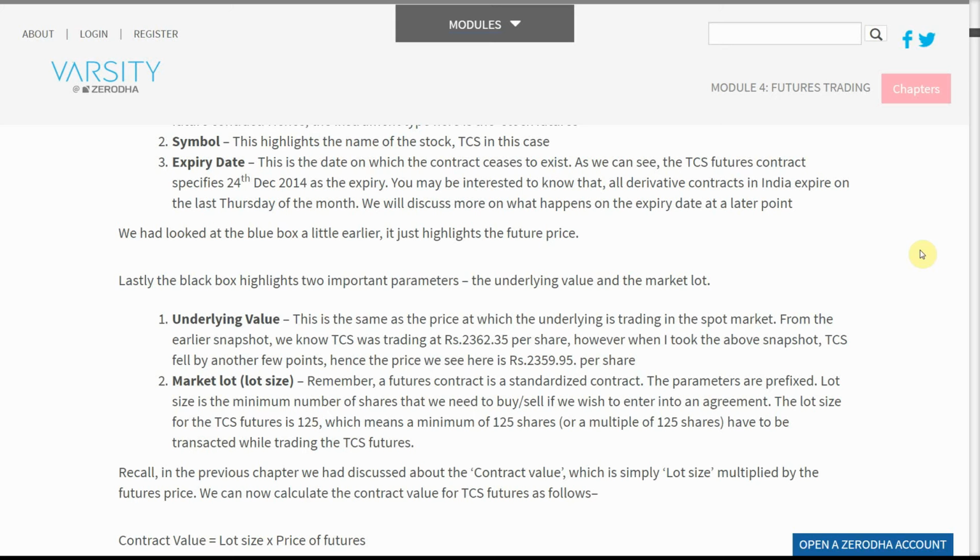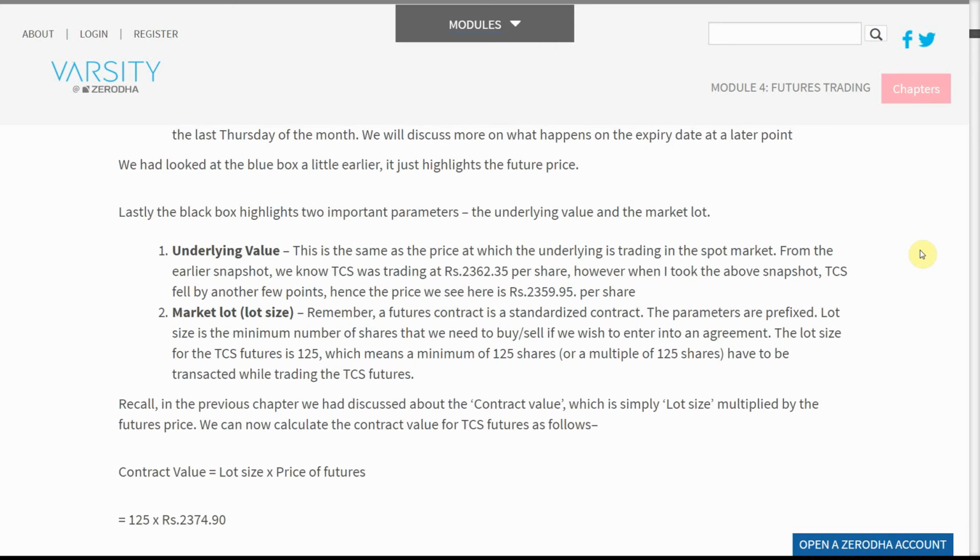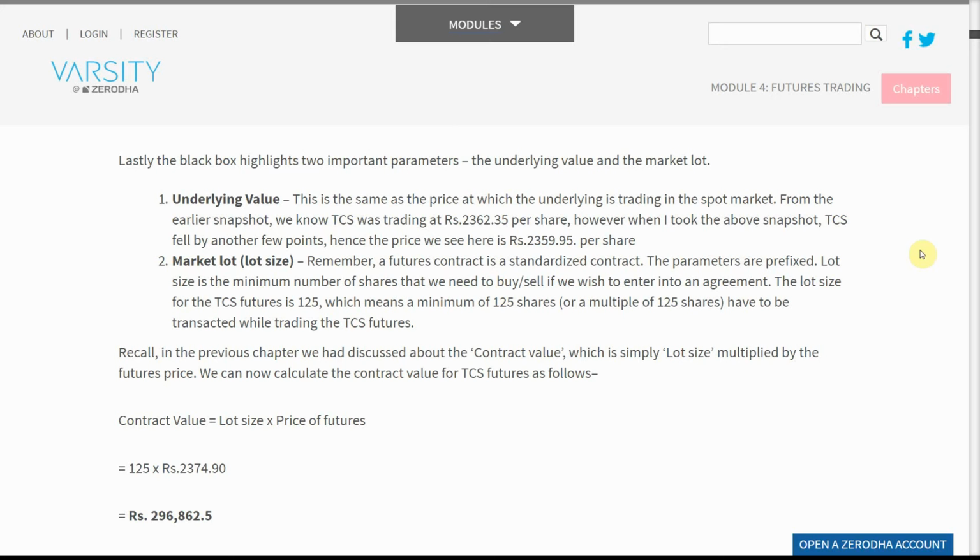We had looked at the blue box a little earlier. It just highlights the future price. Lastly, the black box highlights 2 important parameters, the underlying value and the market lot. Underlying value. This is the same as the price at which the underlying is trading in the spot market. From the earlier snapshot, we know TCS was trading at 2,362 rupees and 35 paise per share. However, when I took the above snapshot, TCS fell by another few points. Hence the price we see here is 2,359 rupees and 95 paise per share.